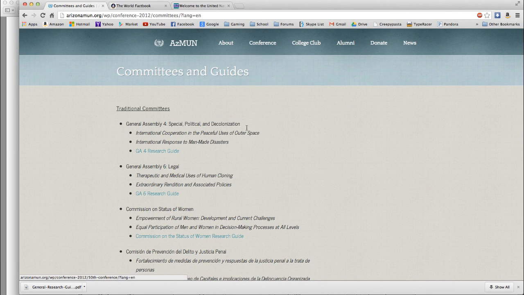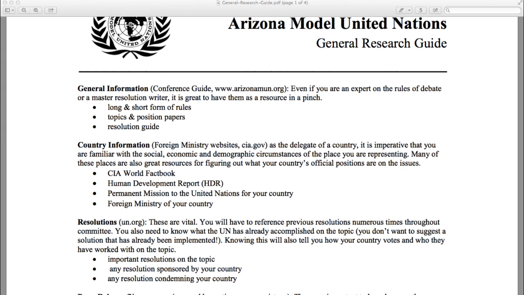Remember, all of the rest of this stuff you can look at on your personal time. But pay attention to, on the research guides, it will say, you might want the long and the short form of the rules. Topics, position papers we will be getting into later in the year, but basically a position paper just highlights what your country believes about the specific topic. And then, of course, the resolution guide, which we discussed earlier with resolutions in previous videos, that will teach you how to write a resolution.